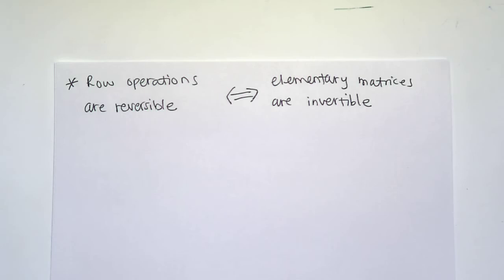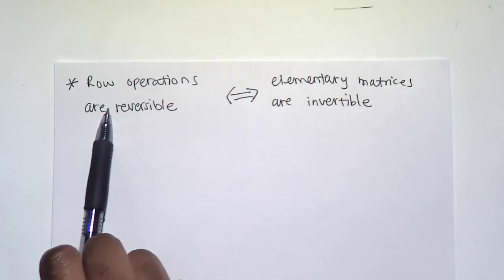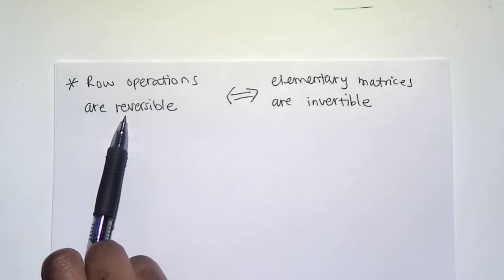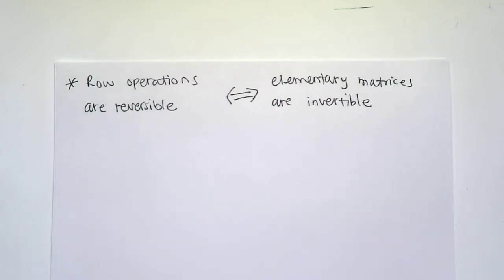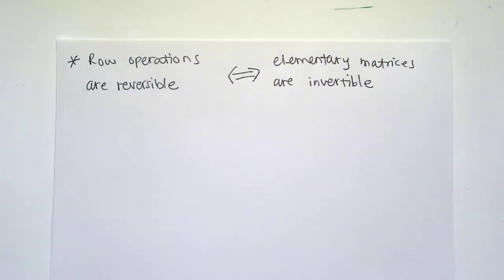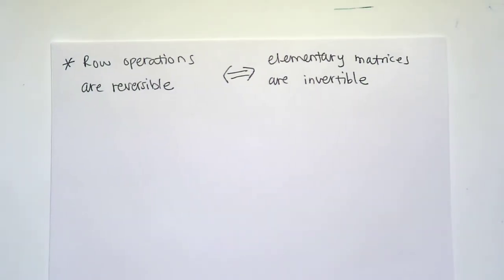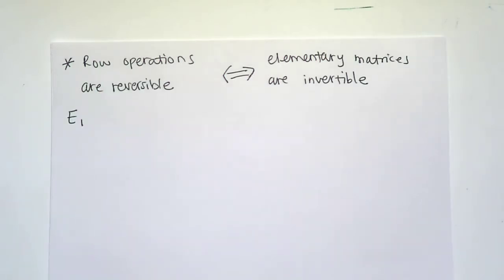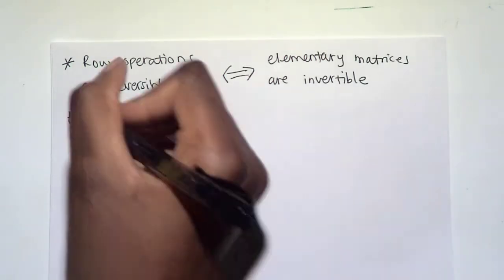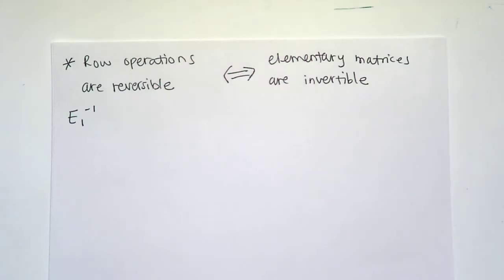All right, so we ended on this point that the fact that we can reverse our row operations means that our elementary matrices are invertible. So let's look at the inverses of those same elementary matrices we found. If you go back in your notes, remember E1, where we just switched R1 and R3. Well, the inverse would be switching them back.